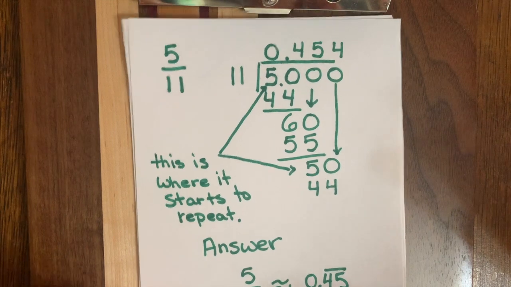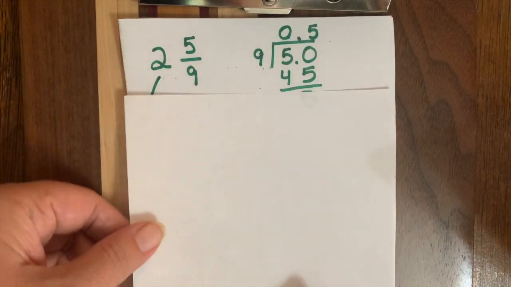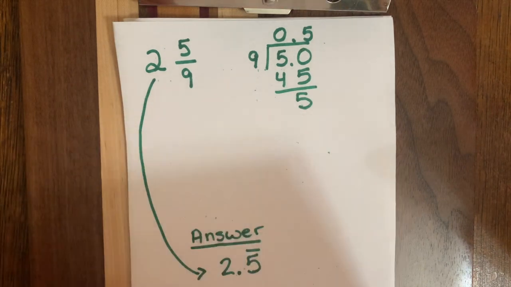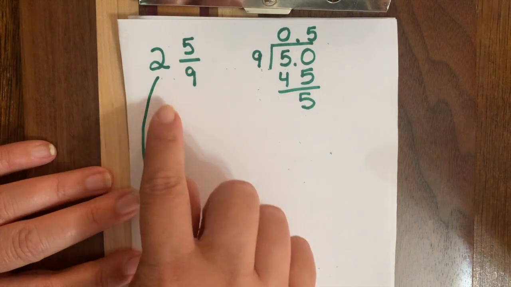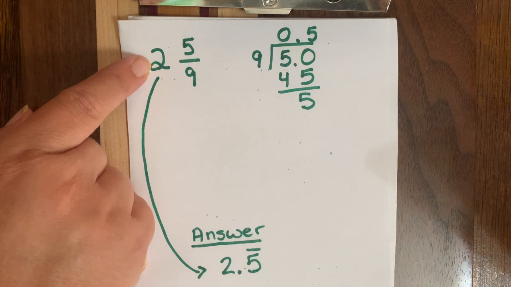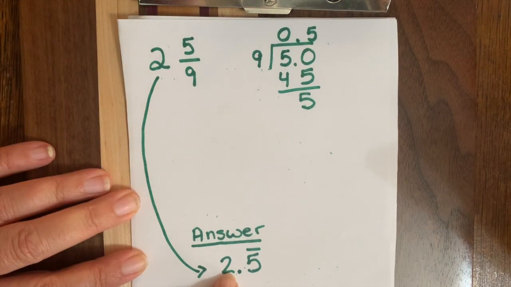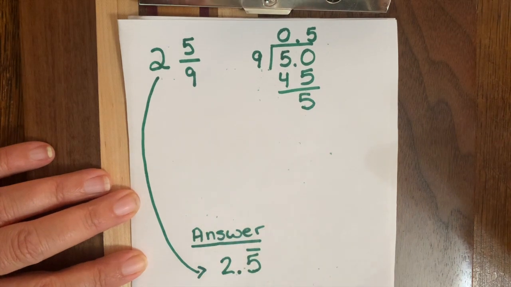So why don't you try one on your own? So actually, we won't try this one. This one I just have for you. So the only difference with this one is the final answer is just going to have this whole number 2 just written right here. And then you use that 5/9, you do the division, and you write that repeating part.